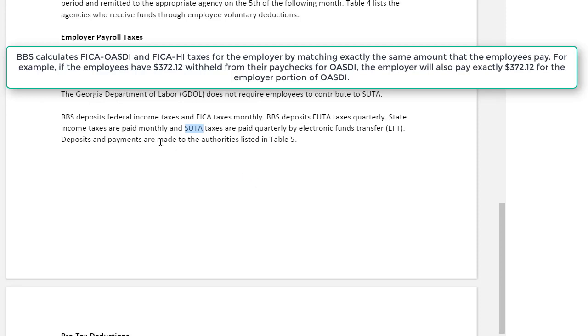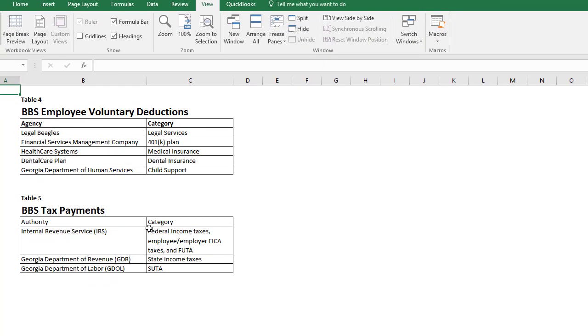Deposits and payments are made to the authorities listed in Table 5. Let's take a quick look at Table 5. So here's Table 5. The IRS gets these taxes, GDR, Georgia Department of Revenue, gets the state income taxes, and GDOL, Georgia Department of Labor, gets the SUTA taxes.